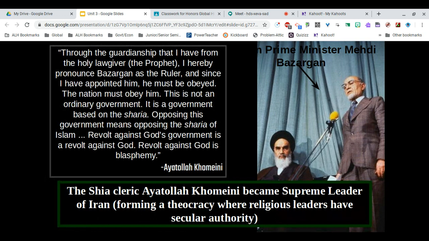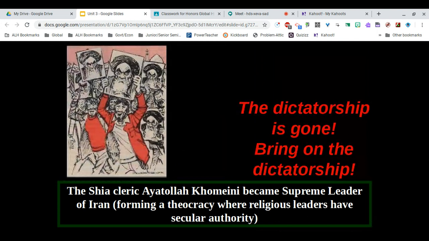The Shia cleric Ayatollah Khomeini becomes the supreme leader of Iran, forming a theocracy where religious leaders have secular authority. So at this time, Iran is still one of the only real theocracies out there in the world because they do have ayatollahs who are considered the supreme leader, who focus on the religious aspect. And they're religious leaders and they have secular authority. So they also have authority over the government. They do have prime ministers that are elected, and you can research some more about that. But it's a very convoluted way that they're elected. And they say the dictatorship is gone, bring on the dictatorship.